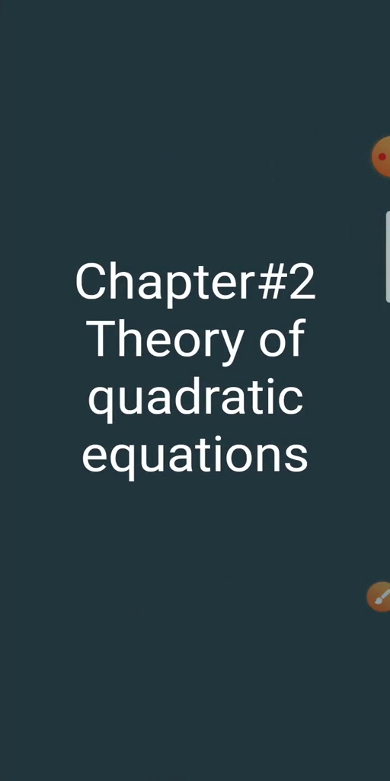Now today is your first lecture, and we have already started chapter number 2, that is theory of quadratic equation. Today's topic is symmetric function of the roots of the quadratic equation. So what is the symmetric function of the roots of a quadratic equation? We mean that the function remains unchanged in value when the roots are interchanged.